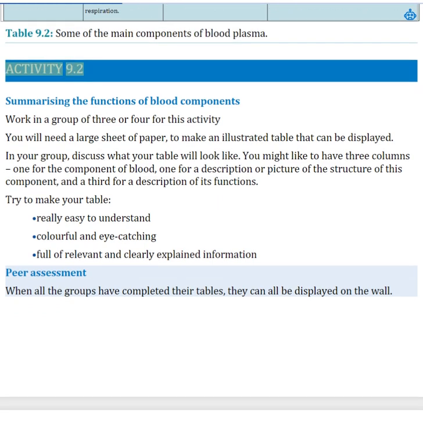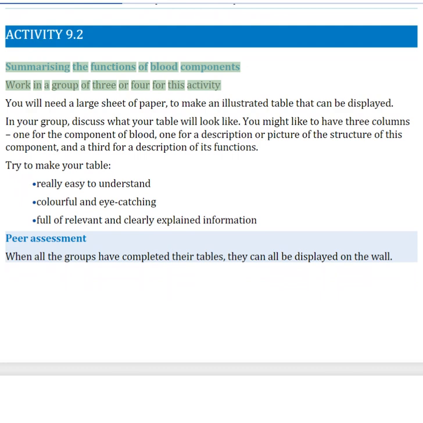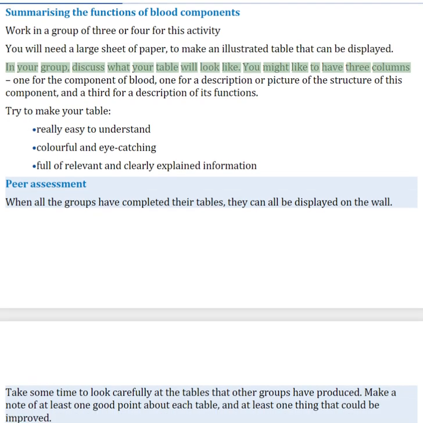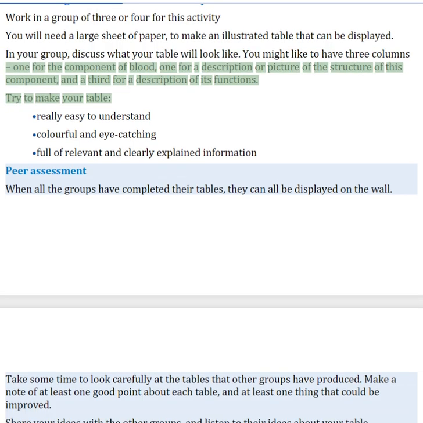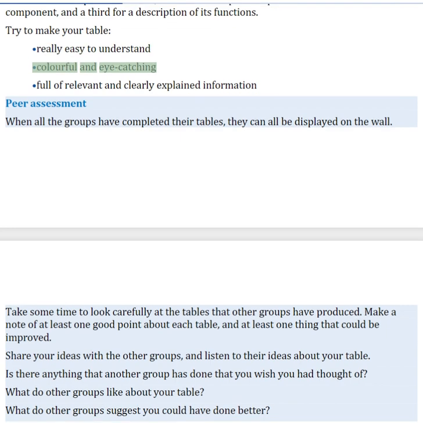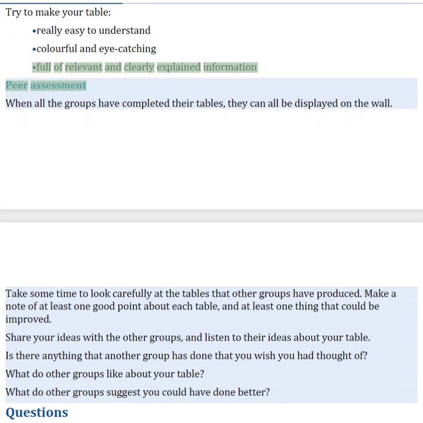Activity 9.2. Summarizing the functions of blood components. Work in a group of 3 or 4 for this activity. You will need a large sheet of paper to make an illustrated table that can be displayed. In your group, discuss what your table will look like. You might like to have 3 columns: 1 for the component of blood, 1 for a description or picture of the structure of this component, and a third for a description of its functions. Try to make your table really easy to understand, colorful and eye-catching, full of relevant and clearly explained information.